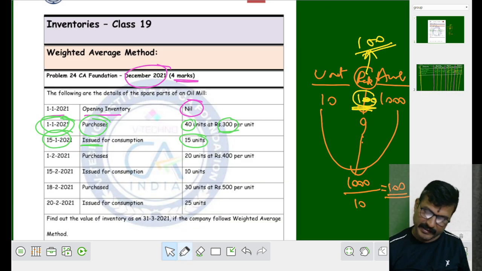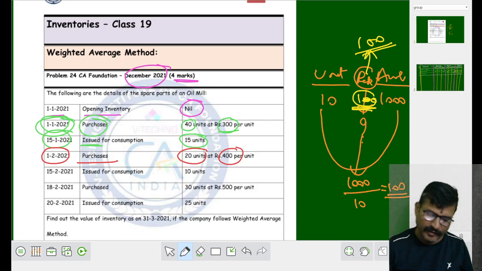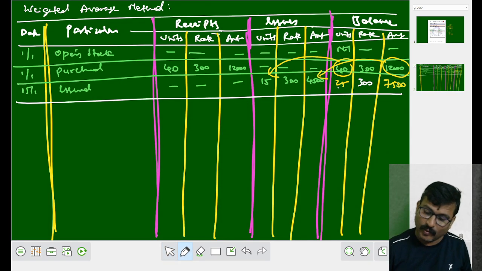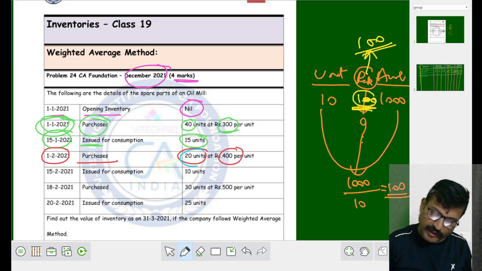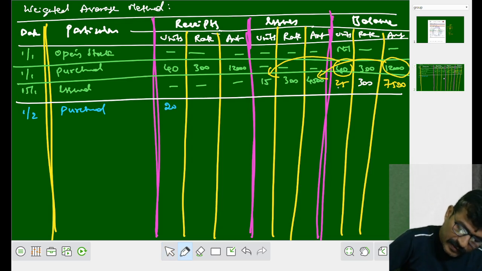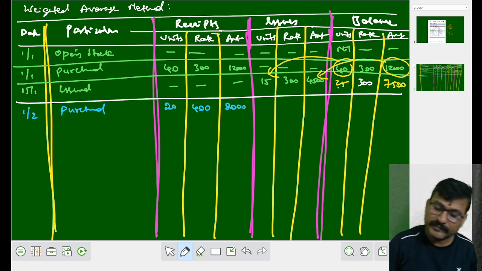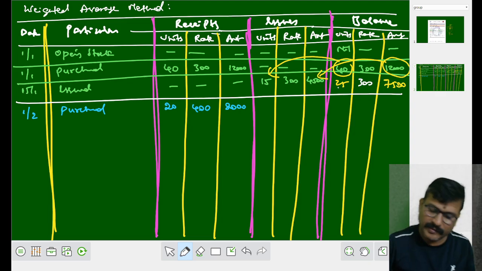What happened after this? On 1st February, purchased 20 units, 400 rupees per unit. What did you do on 1st February? We have purchased. How many units purchased? 20 units, 400 per unit. It comes to 8,000, right? 20 units, 400, 8,000. Put a dash.